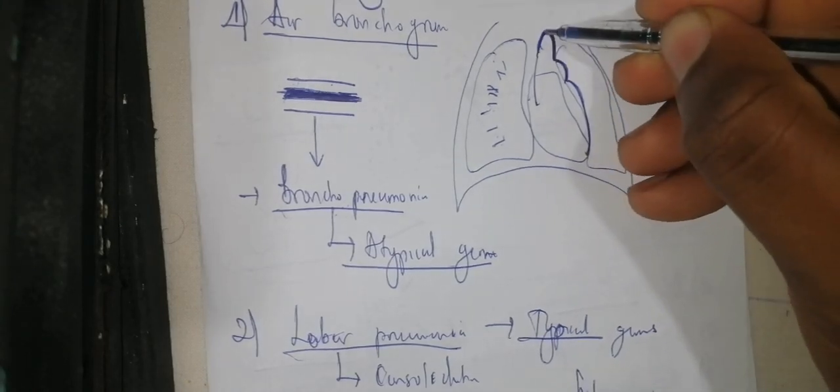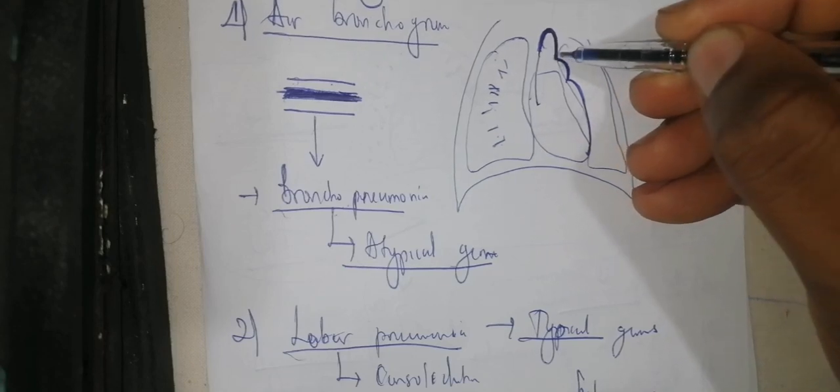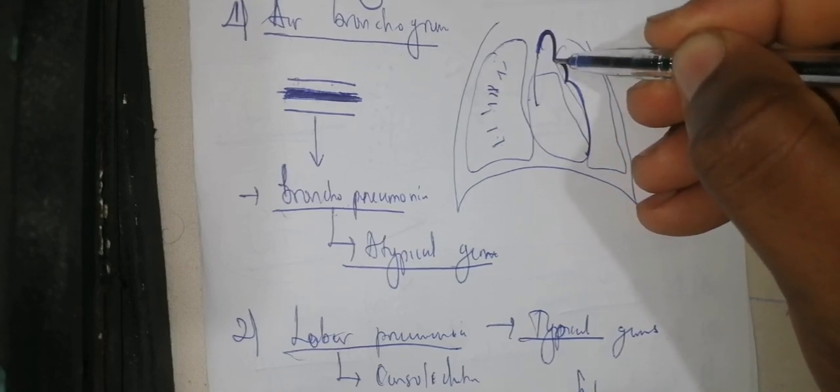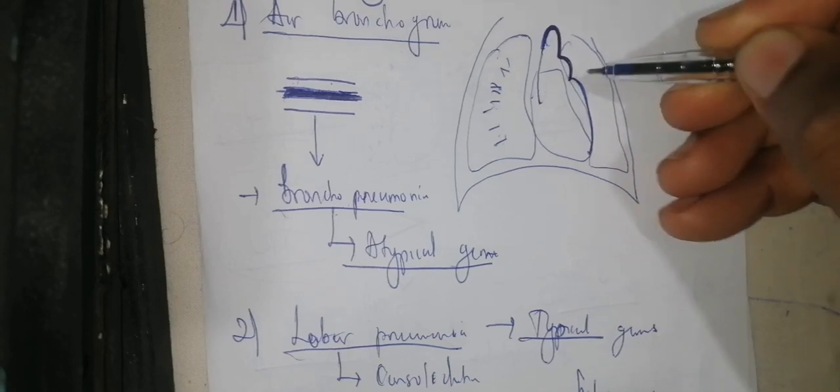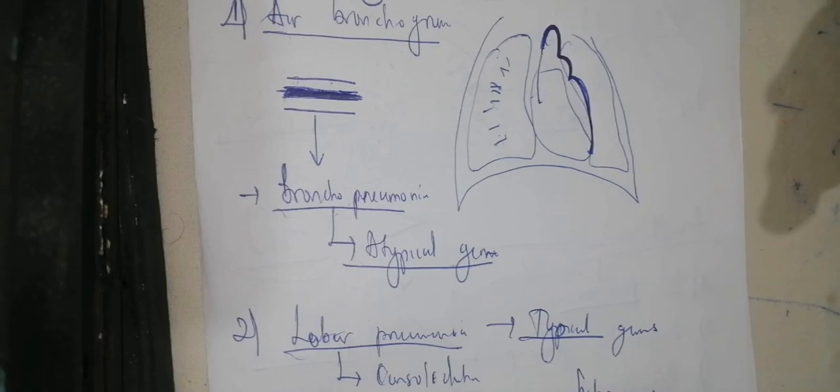The first cardiac arc shows the arc of the aorta, meaning that the arc of the aorta is turning. The second cardiac arc shows the pulmonary trunk. And the third cardiac arc shows the left ventricle.